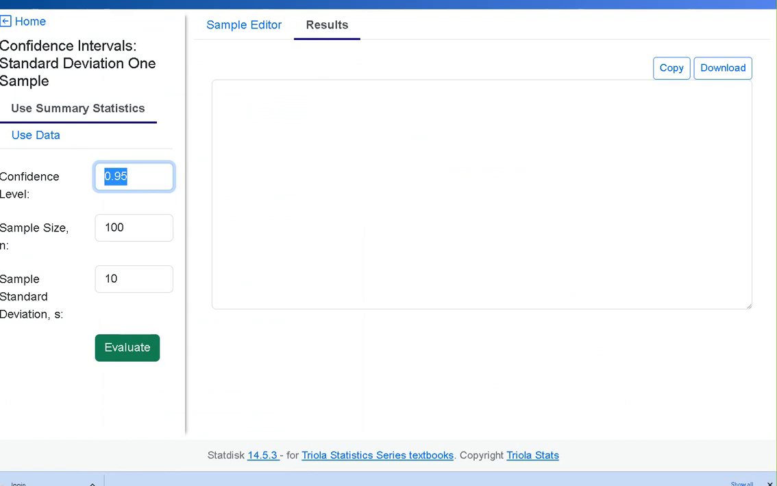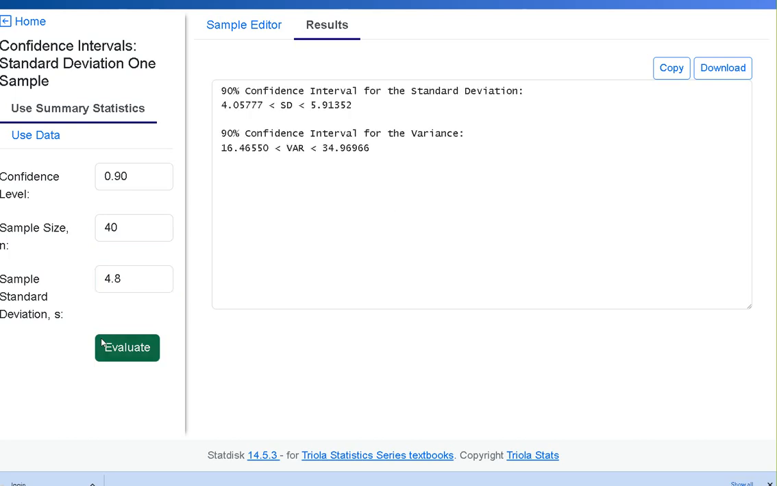We want a 90% confidence interval, so I got to change that to 0.90. I guess you don't need that trailing zero. Our sample size was 40. And our sample standard deviation was 4.8. This is the cool part. You get results in seconds. So nice. So our confidence interval is between 4.06 and 5.91. Okay.